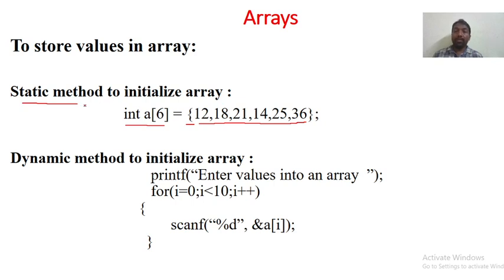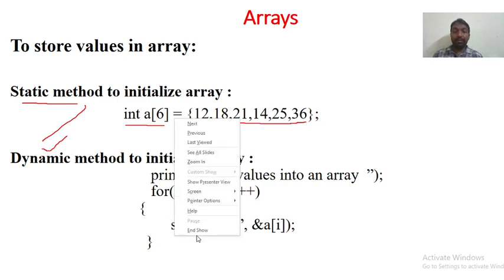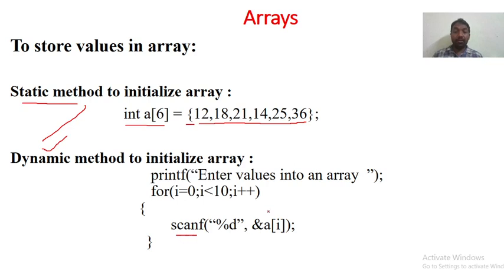Suppose you want to read these elements or any other elements at runtime. Then we go for the dynamic method. In the dynamic method we read the elements using the scanf function, and every value is stored in array A. This is the code used for reading the values at runtime into an array.